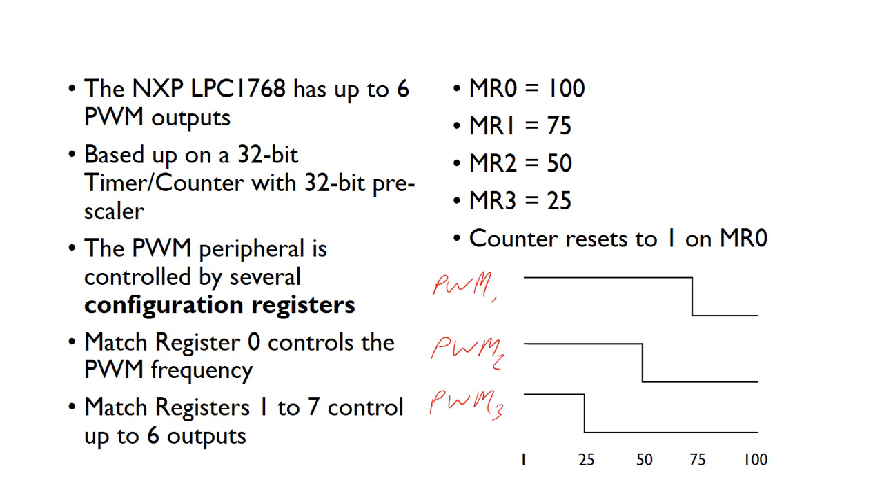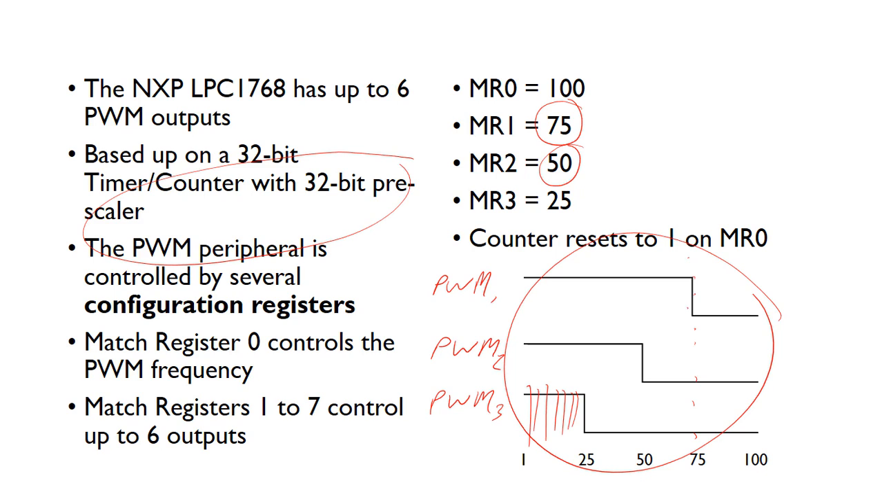So you can see here, for match register 1, if I store the value 75 in it, when the counter gets to 75, this PWM output will reset to 0. And again for match register 2, the second PWM output, when it gets to 50 it will cause it to reset. Match register 3, it will reset on 25. So by controlling the values in these registers, we can control the duty cycle and the overall period, and then based on this prescaler, we can control what that actually corresponds to in real time, because we can control how long it'll take for each one of these ticks to occur.